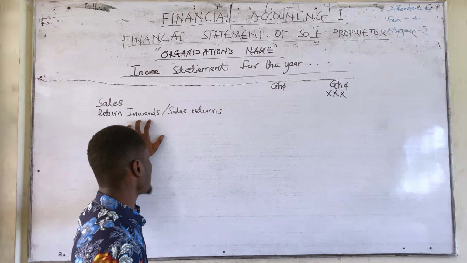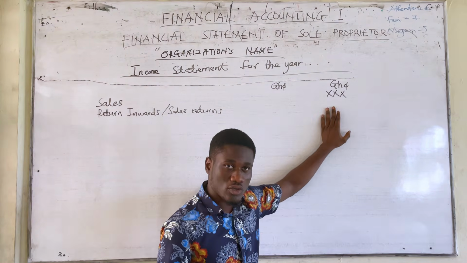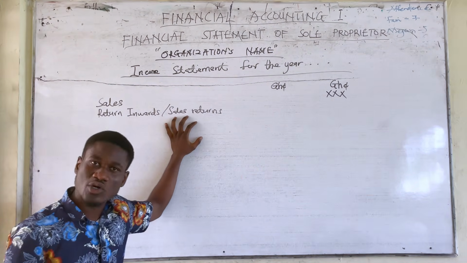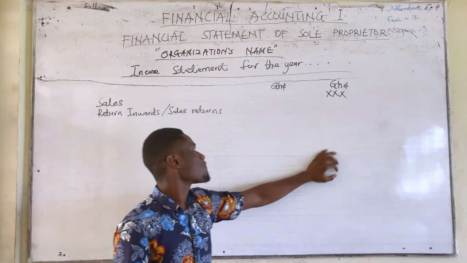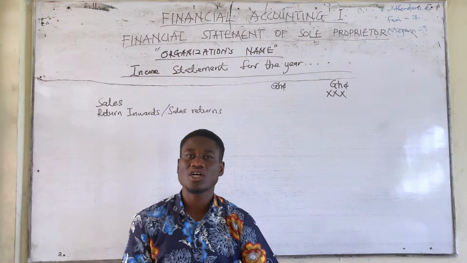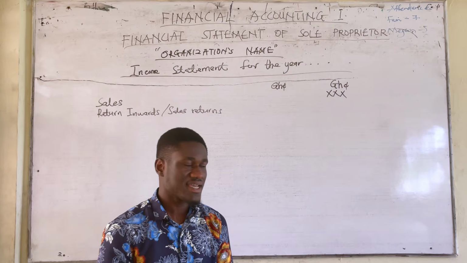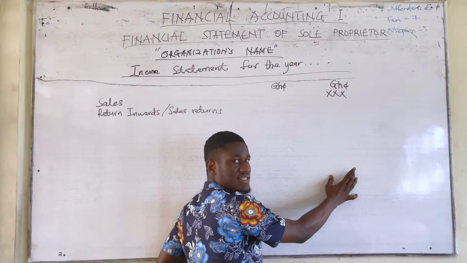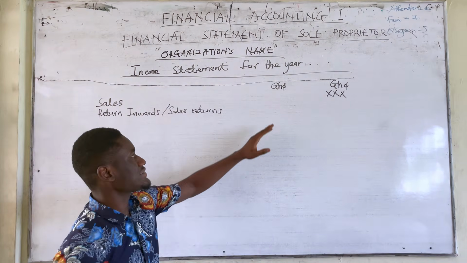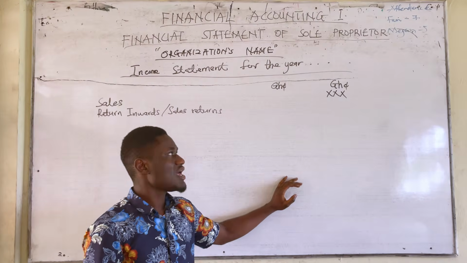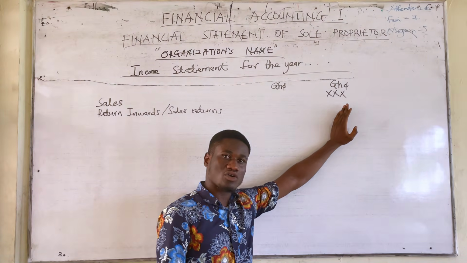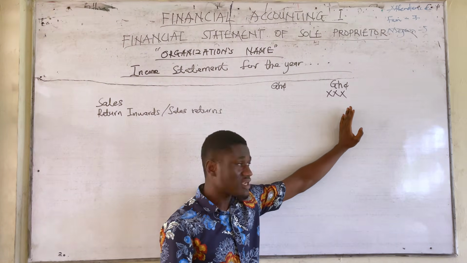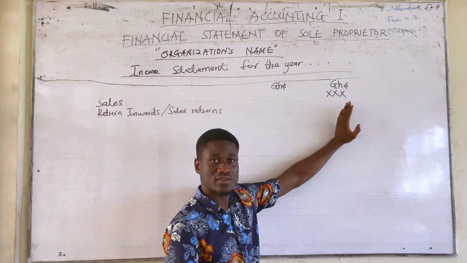So if you see returns inwards, you bring it under the sales figure. You get it? If you don't see returns inwards, you see sales returns, you bring it under the figure. If you don't see sales returns, they'll either tell you returns, and you will see one under the debit side, one under the credit side. You get it? Good. So I said the debit side reports expenses and assets, the credit side reports liability, capital, and income.